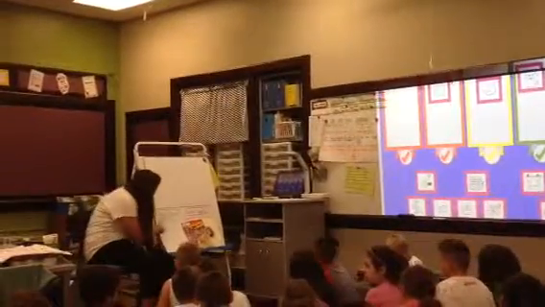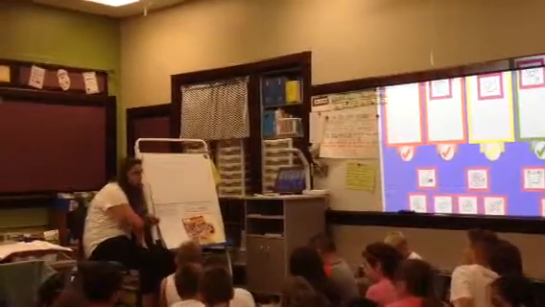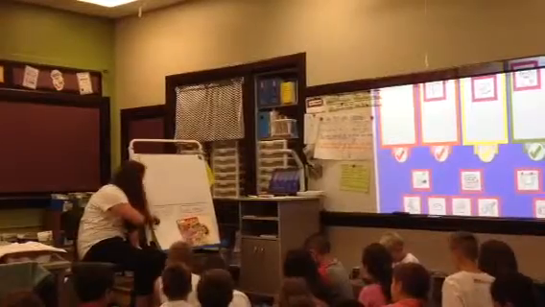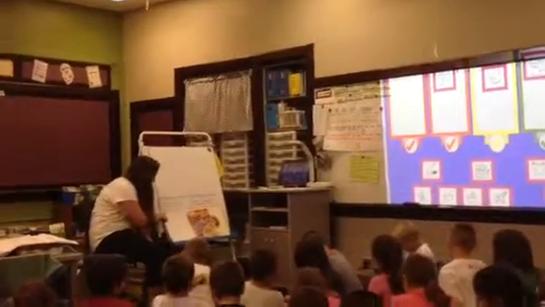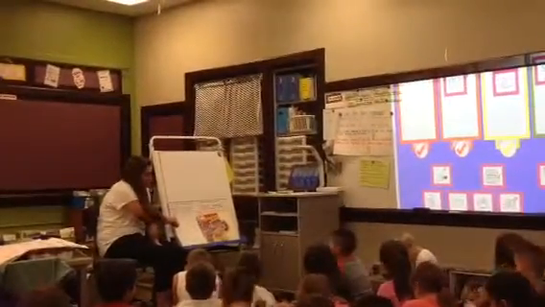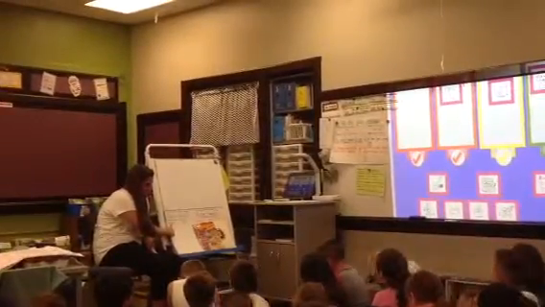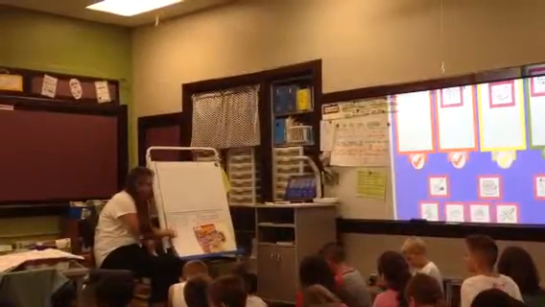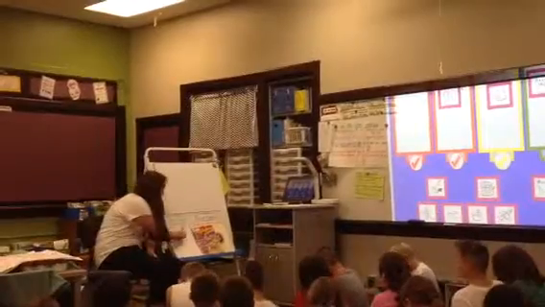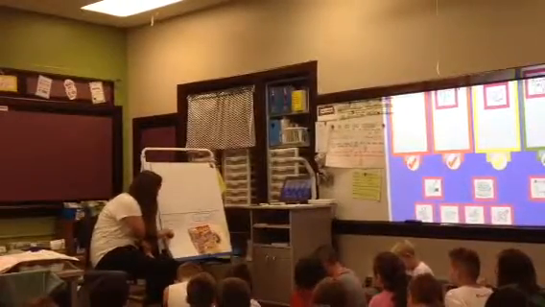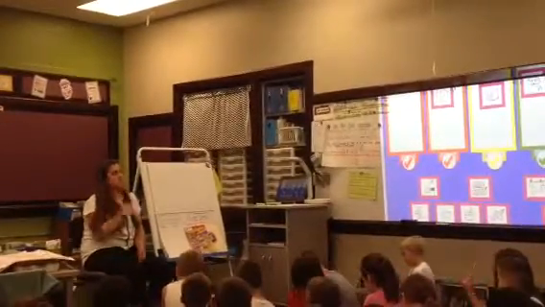So, what do we notice? These are two examples of short vowel words, Alan. These are two examples of short vowel words. So this would go in what column up there? What vowel is in this word? E. And what vowel is in this word? A. That's right.